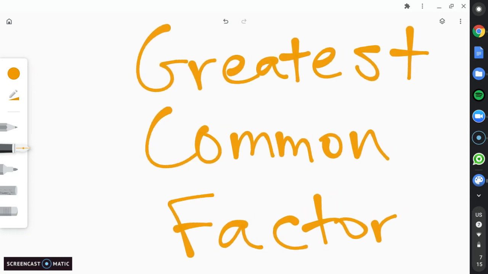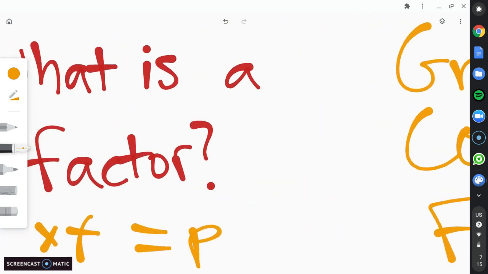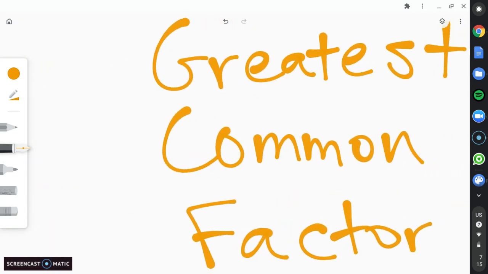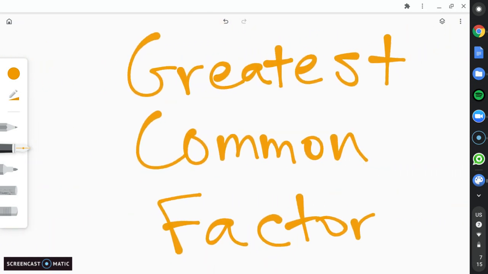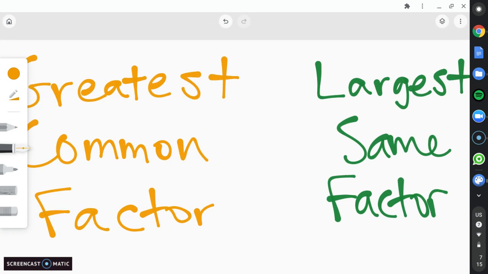All right, so GCF stands for greatest common factor. See? GCF, greatest common factor. What does that mean though? Let's talk about it. So greatest means the largest. Common is like the number that they have in common, so the same. And we just talked about what a factor was. So GCF is the largest factor that two numbers have in common. This will make a little bit more sense as we do a practice problem.